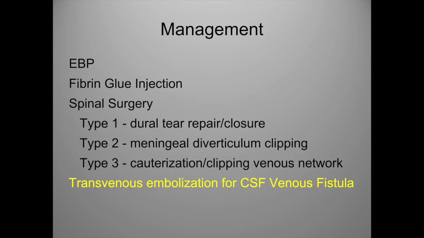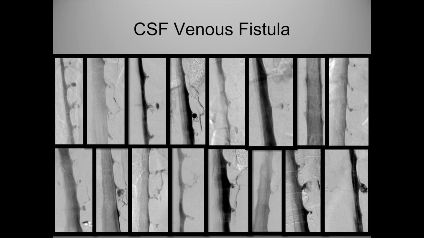And we've heard about blood patches, fibrin glue injection, spinal surgery. We'll hear about it next. But the new kid, so to speak, in town is transvenous embolization, and that's my topic. And you can see by this collage that there are many different types of CSF venous fistula, but most of them are recognizable by opacifying a vein of some sort.